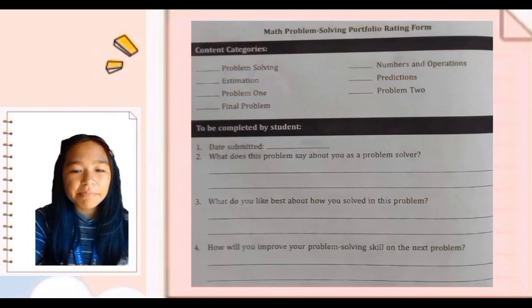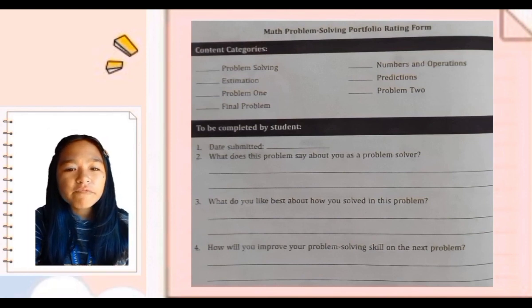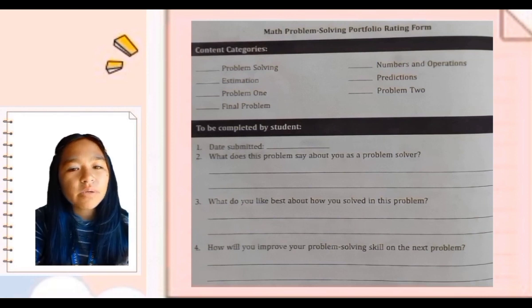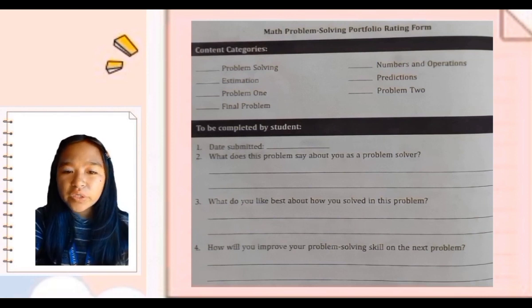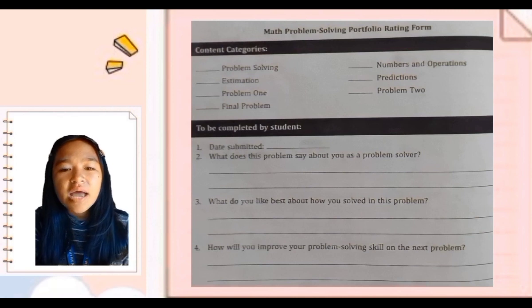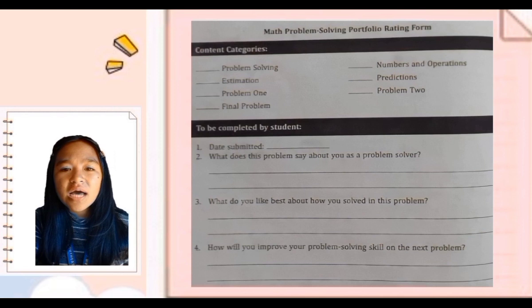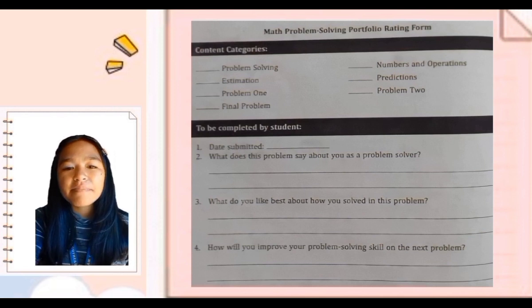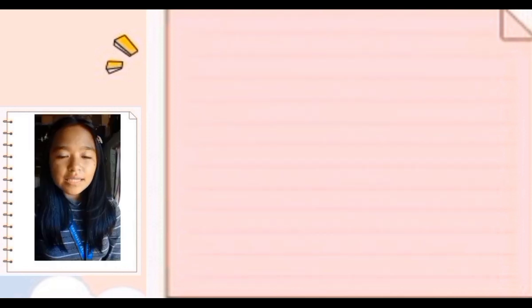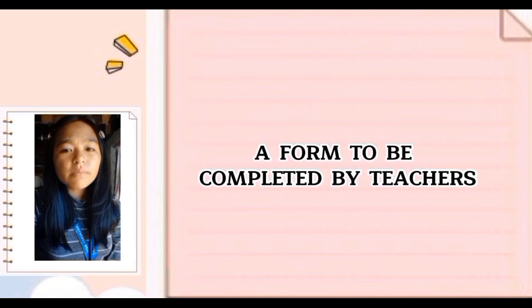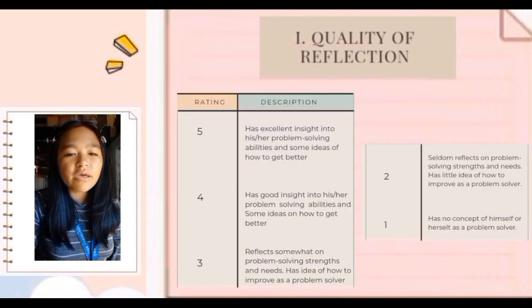So we have here the table, the math problem solving portfolio rating form. The content categories of this portfolio are the following: problem solving, numbers and operations, estimation, predictions, problem 1, problem 2, and final problem. Here is the form to be completed by the student. Next, a form to be completed by the teacher. We have Roman numeral 1, quality of reflection, and the rating of it and its following description.